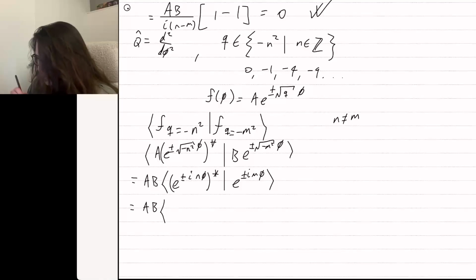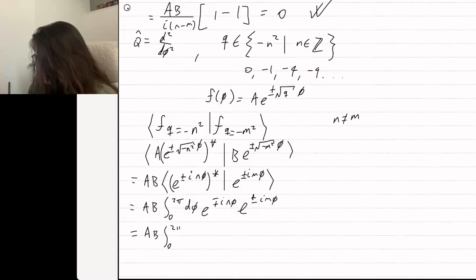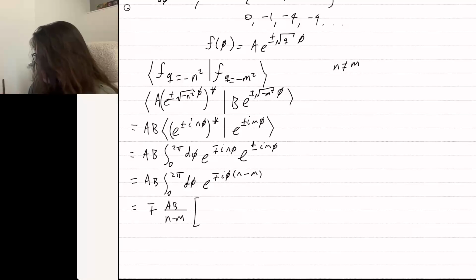For that, I'll write it in integral notation now. It's the integral from 0 to 2 pi d phi of e to the plus or minus, and when we do the conjugation, it ends up being minus or plus i n phi, times e to the plus or minus i m phi. And just like before, we combine the exponentials to have e to the minus or plus i phi times n minus m, and then do the integral, so we can pull out a minus or plus AB over n minus m, and then inside we have to evaluate e to the minus or plus i phi (n minus m), and then plug in the endpoints.